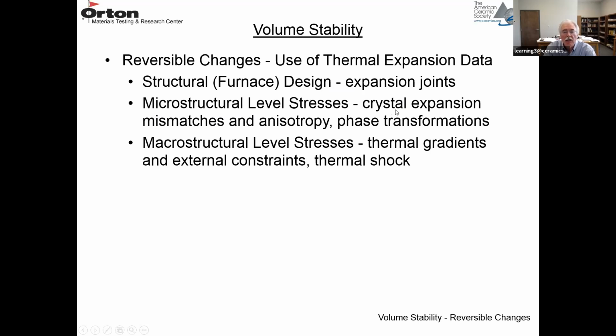On the microstructural level, crystal expansion mismatches, anisotropy, and phase transformations. You want to be aware of these types of issues to design a microstructure. And on the macrostructural level, you have thermal gradients, you have external constraints, materials are subject to thermal shock. So thermal expansion knowledge helps you design for all of these situations.